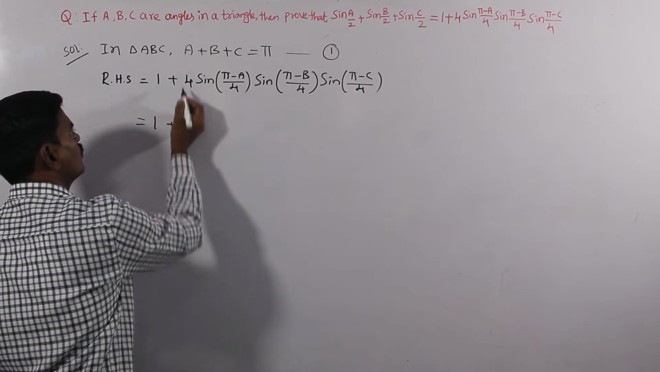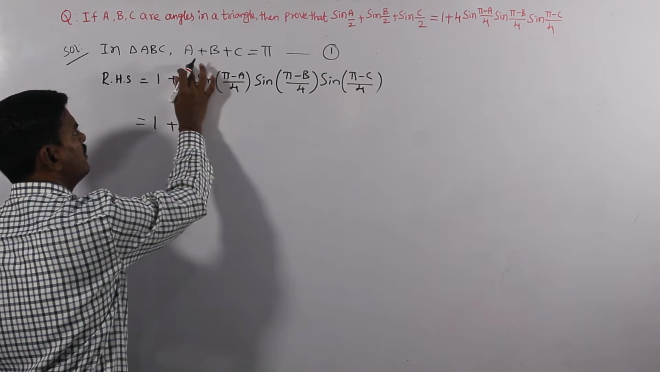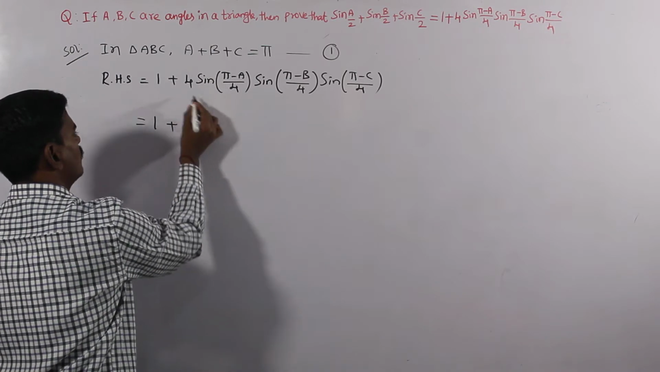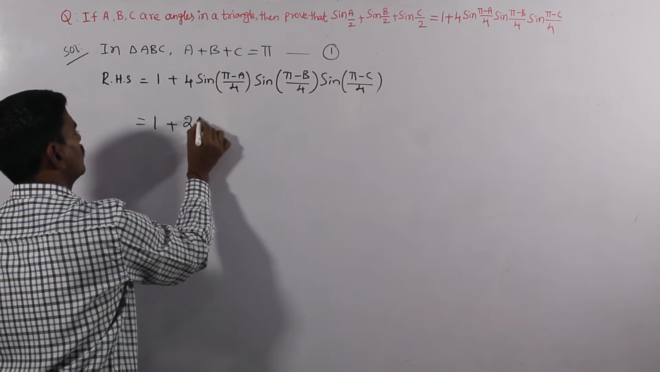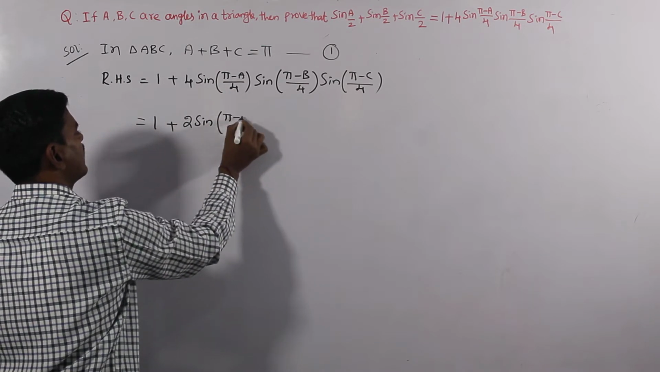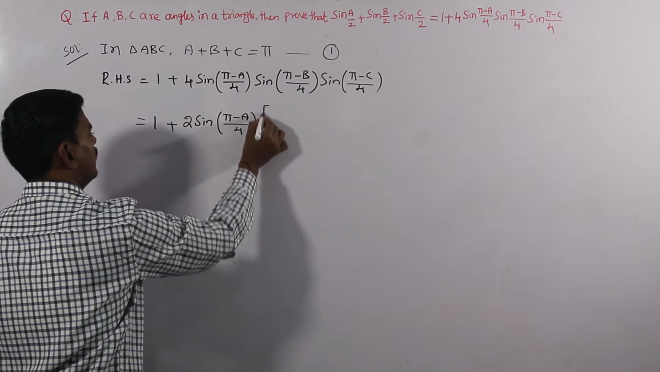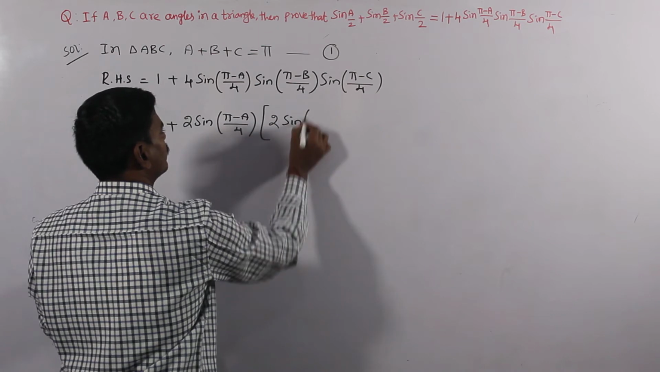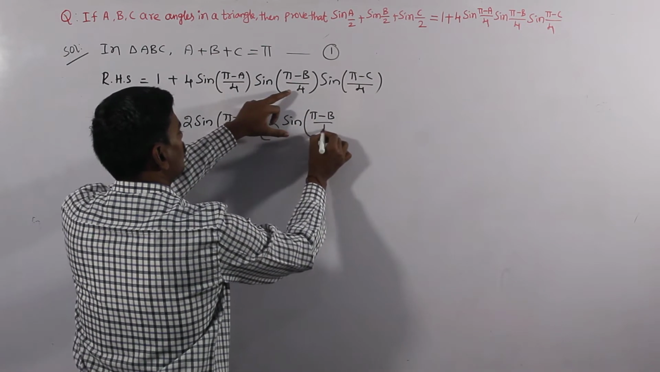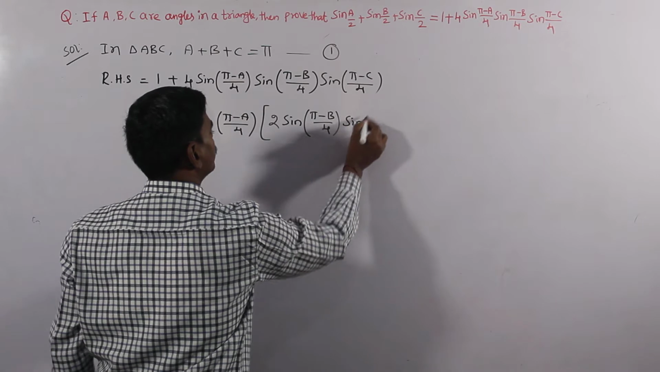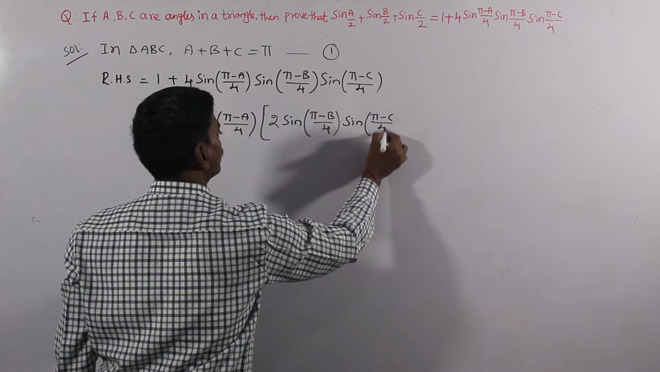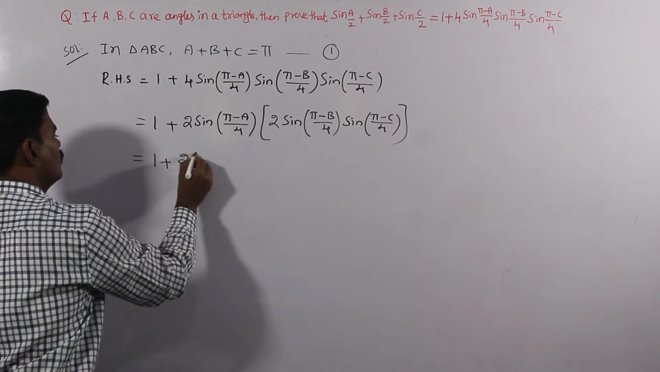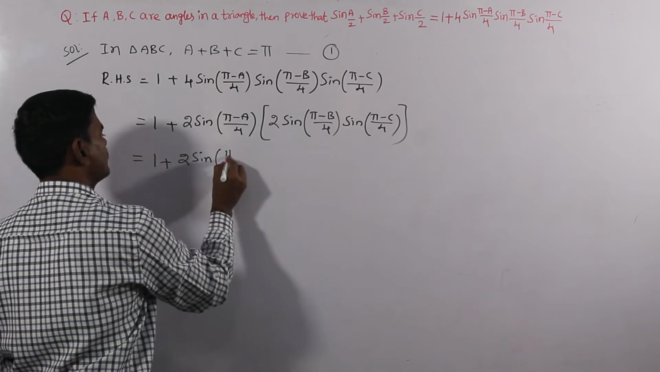So in 4 also, 4 is nothing but 2 into 2. For the formula only one 2 is enough. So let us keep one more 2 aside. So overall I would like to keep 2 sin of (pi minus A) by 4 aside. Okay. Now in bracket I will take 2 sin of (pi minus B) by 4 into sin of (pi minus C) by 4. So now 1 plus 2 sin of (pi minus A) by 4 same.